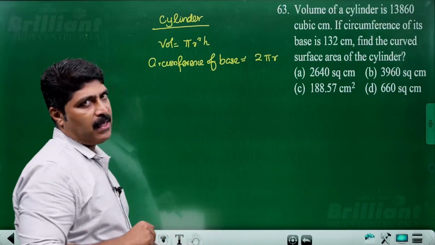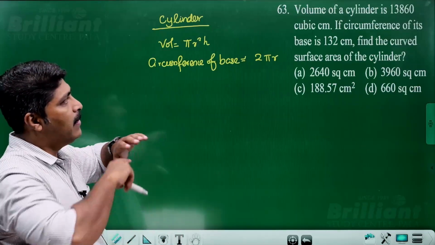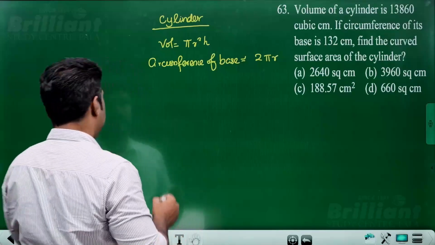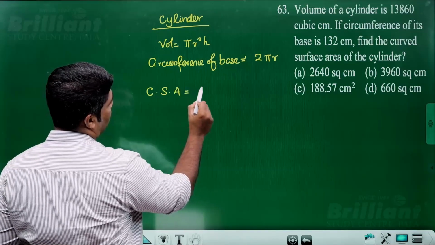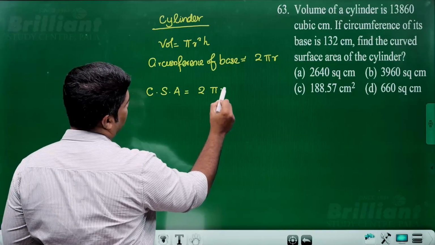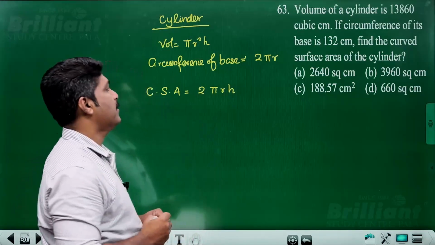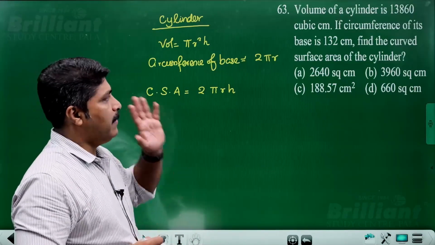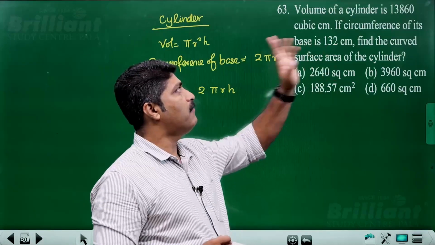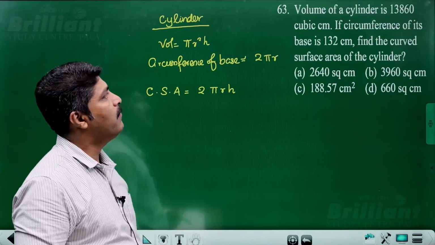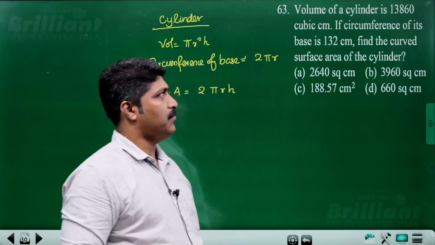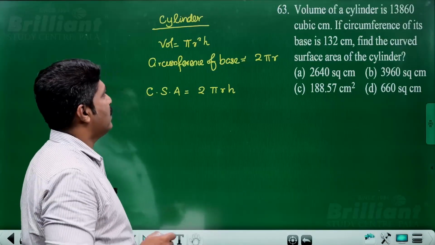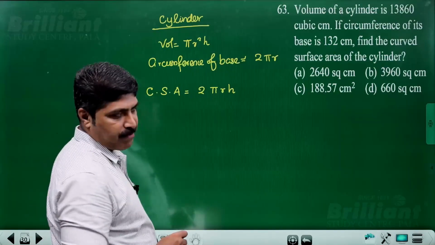The other result that you have to consider is the curved surface area. So what is the curved surface area? That is 2 pi rh. That's it. So here we have the volume, 13860, and circumference is 132. Find the curved surface area. Only h we require from this step.